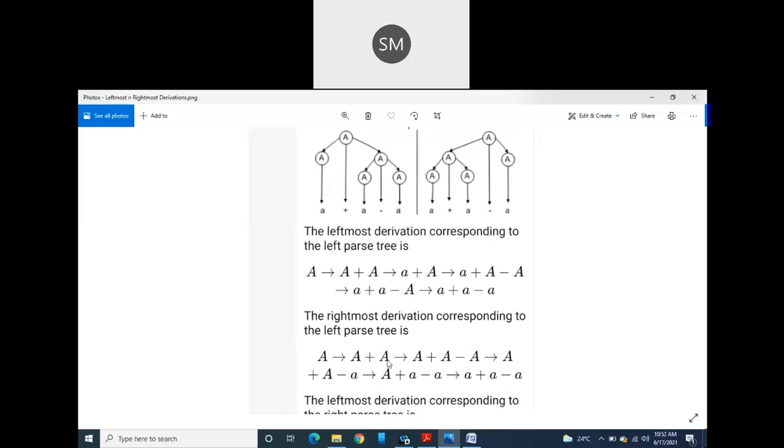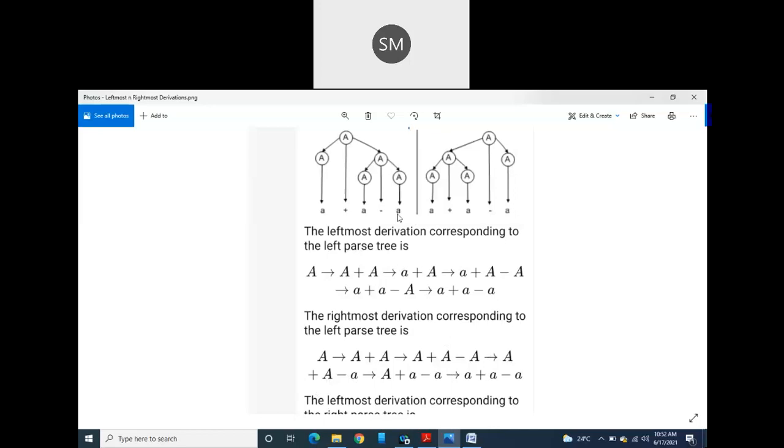A can be written as A plus A. Then among these two A's, which is the rightmost capital letter A? This one. If you replace this A by A minus A, it will become A plus A minus A. Here again we got three non-terminals. Among these three, which one is the rightmost? This one is the rightmost. So you replace it, and then it becomes A plus A minus small letter a.